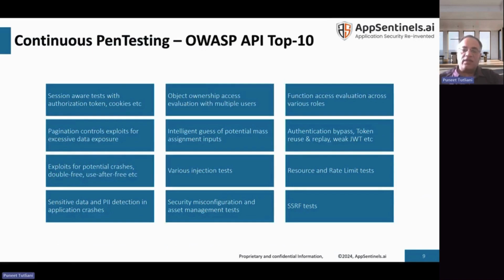To double click on all of these points, so your testing platform that you are selecting as security practitioners, you would have to work with your product teams to collaboratively identify the right tool. But this tool should perform session aware tests. It should not do stateless single API tests. It should test with the right authorization tokens, right cookies, and it should test the workflows or the chain of APIs, not just one API at a time.